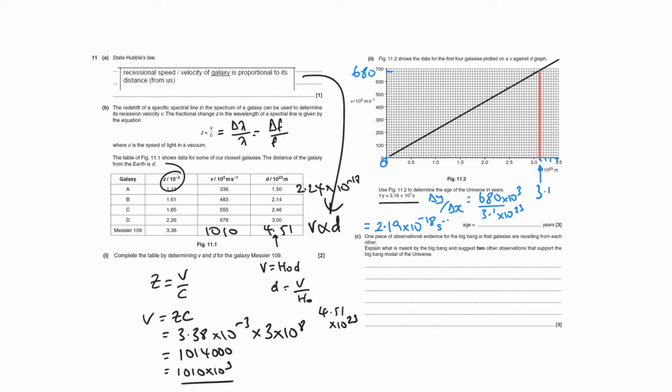So because it's s to the minus 1, we then need to inverse it by doing 1 divided by that value, which then gives 4.56 times 10 to the 17 seconds.